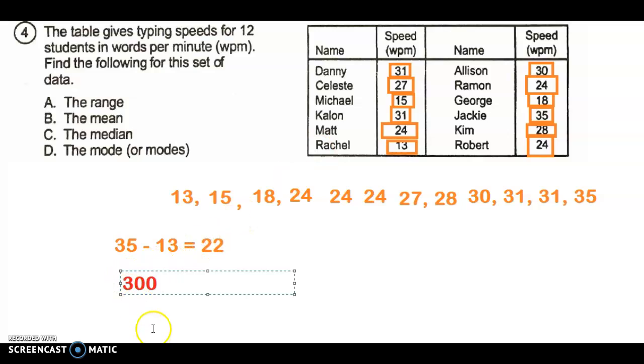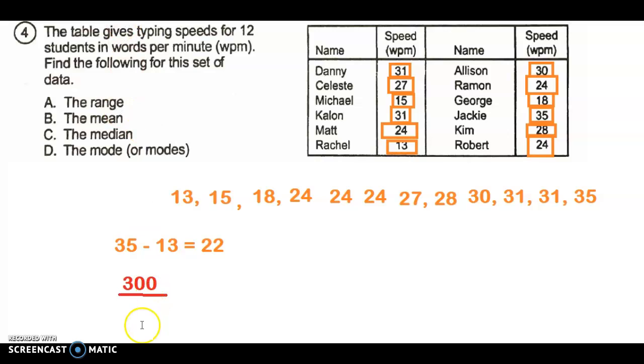So what we do, after I added all of these together and I got 300, I have to divide it by however many numbers I have. Luckily, it tells me there's 12 numbers, right? And I can double check and count. So I have 1, 2, 3, 4, 5, 6, 7, 8, 9, 10, 11, 12. So now I have to do 300 divided by 12.